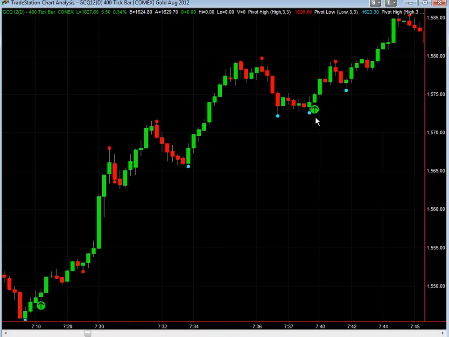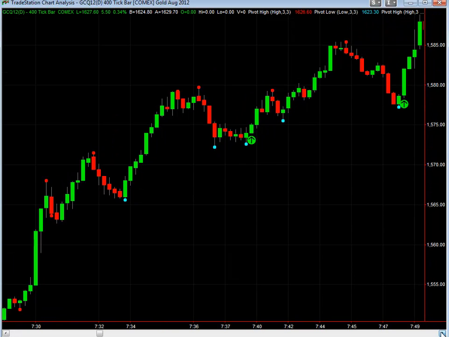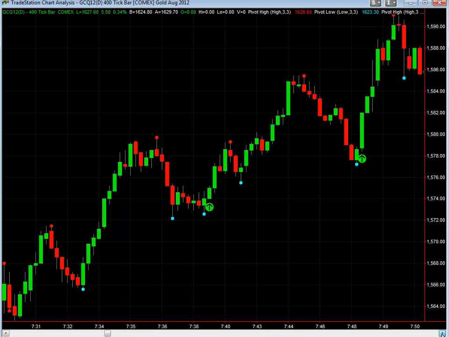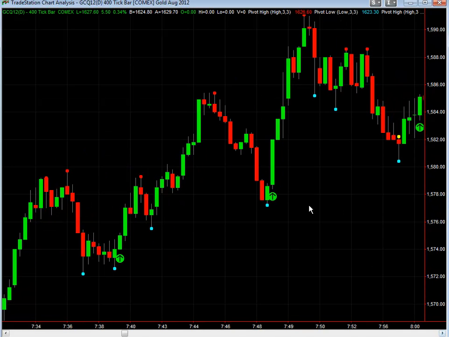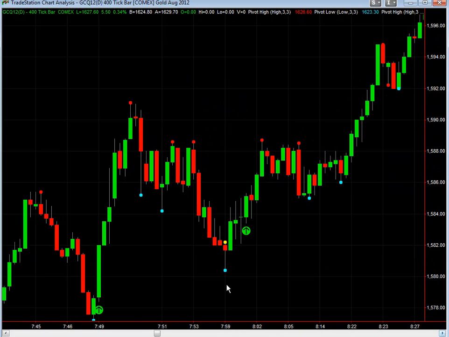The second long of the day came here around 7:40 Central. Another long entry setup. Now these arrows I put in show where the setups took place, but this is exactly what that trader would have seen. Here's the third long setup for the day. This came at about 7:48-49. The fourth setup for the day came here around 8 o'clock.